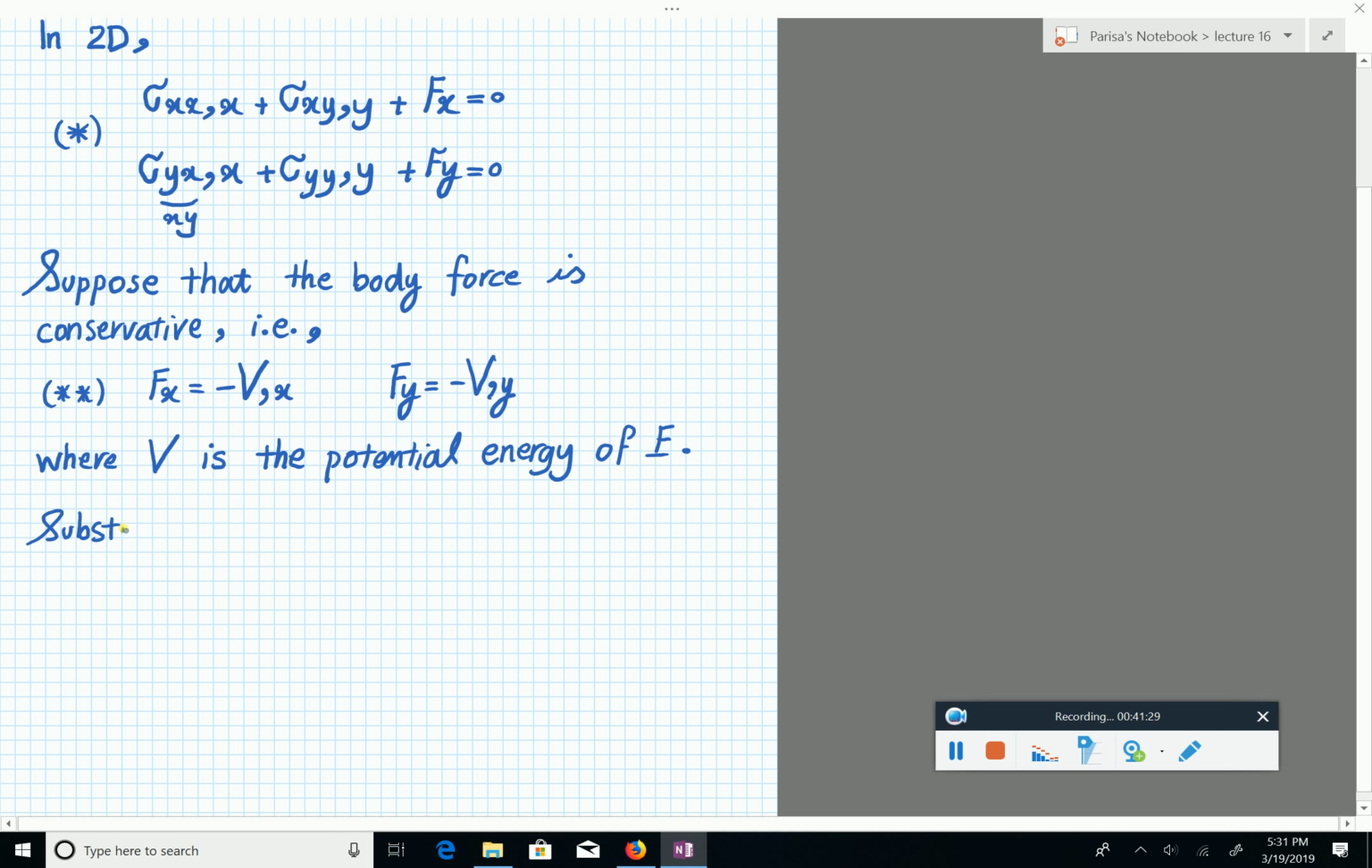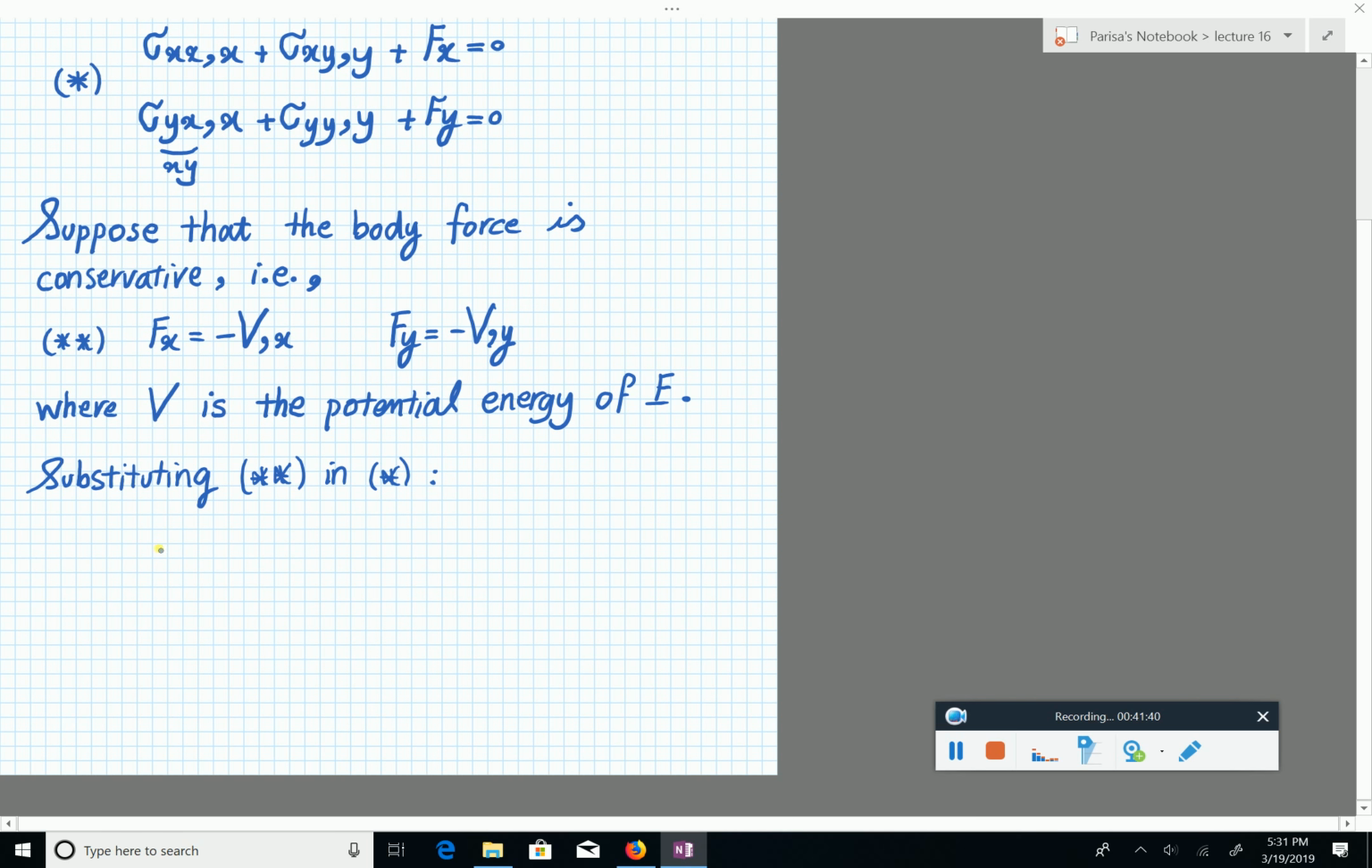So substituting, we have sigma xx, I'm collecting, and then plus sigma xy comma y equal to 0, and then we also have again the sigma xy term, nothing happens to it. The other term you can write sigma yy minus V, and then the whole thing comma y.